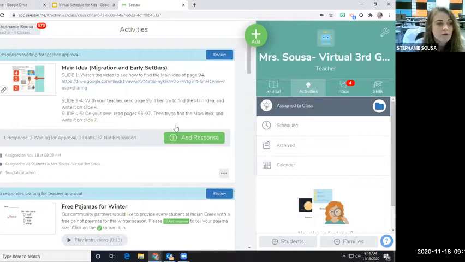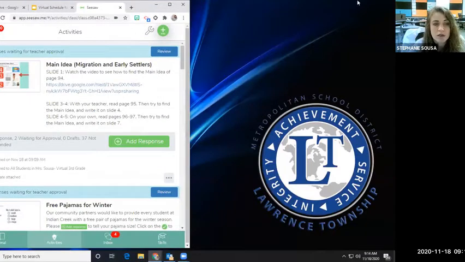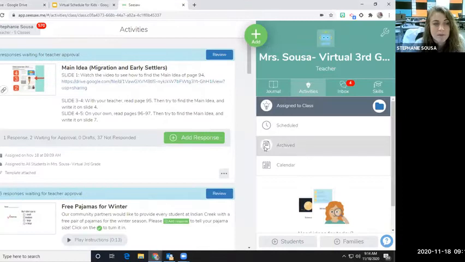I'd like for you to go ahead and click on that add response. And again, you'll want to split your screen so that you can see Zoom, and over here you can see your screen because we're going to try to work on this together. Okay, so on Seesaw, go ahead and open up Main Idea, Migration and Early Settlers.